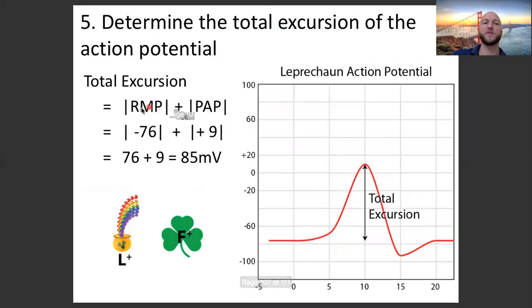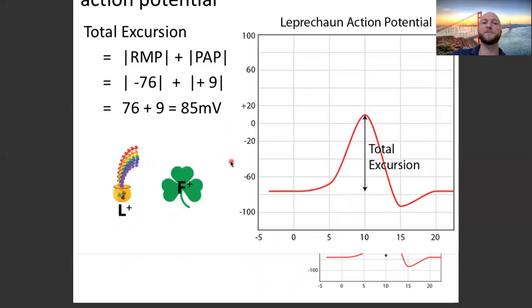So resting membrane potential, negative 76, we calculated that during part 2, plus peak action potential, 9, we calculated that during part 3. So the absolute value of negative 76 plus the absolute value of 9. So we get 76 plus 9 equals 85 millivolts. So the total excursion is 85 millivolts for this hypothetical situation.